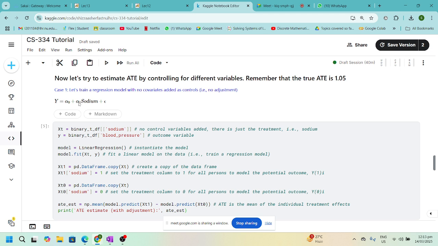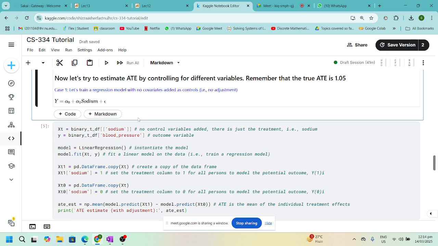This is the initial regression model equation that we have formed. Alpha 0 is just like I told you an intercept value वो होती है. उसके बाद alpha 1 is the parameter that you're assigning to sodium. Sodium is your treatment. And then you can ignore this last term at the end. That's just an error term that goes into your model. Essentially, equation आपकी ये start वाली ही है.